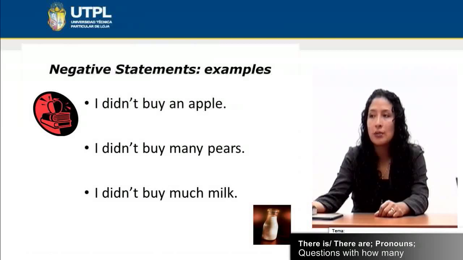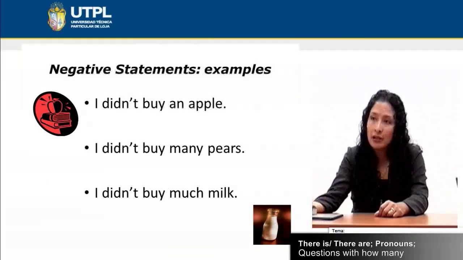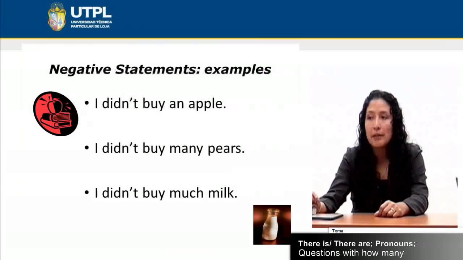Pears is also a countable noun, and I use many because it can be used with countable nouns. And what happens in the last example? Here, I cannot use many milk, for example, because many is used for countable, while milk is uncountable. That's why I've used much instead of many.